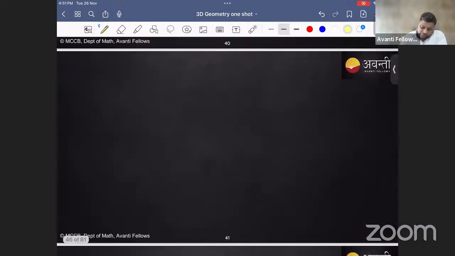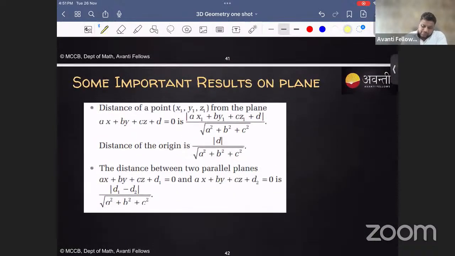Now, distance of a point x1, y1, z1 from the plane ax plus by plus cz plus d equal to 0. This formula is exactly like the formula of distance of a point from a line: ax1 plus by1 plus c upon under root of a square plus b square. Here this cz1 comes extra and this c square comes extra. Rest everything is almost same.